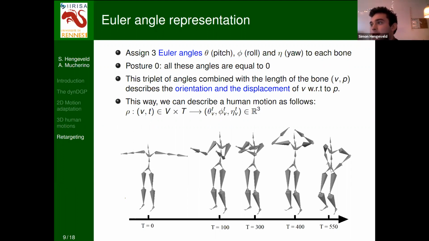Using these angles, and using the tree, we can basically describe the orientation and the displacement of a joint compared to its parent in the tree. And this way we can also describe a human motion if we have a list of these triplets for each joint, for each frame, so that we can show the different rotations, and then make our skeleton move and do a certain motion, such as the motion here on the slide, which shows some frames from a skeleton doing a Macarena dance.